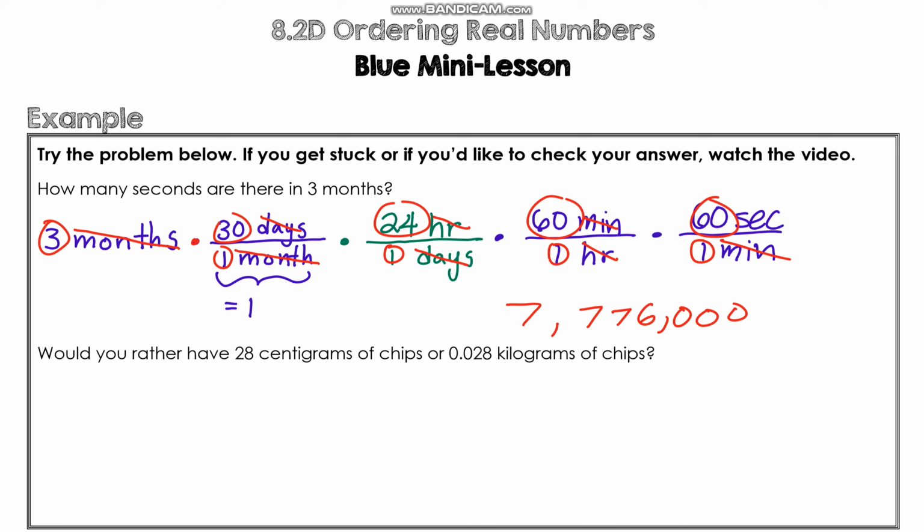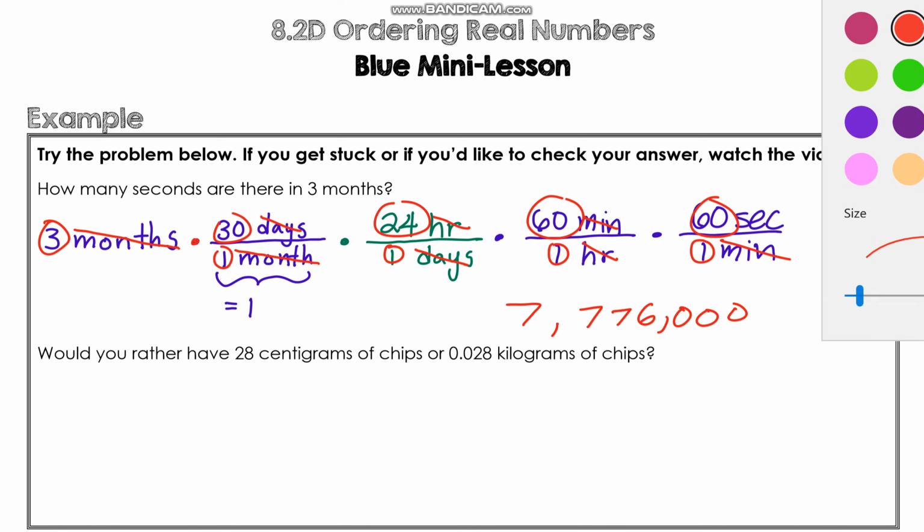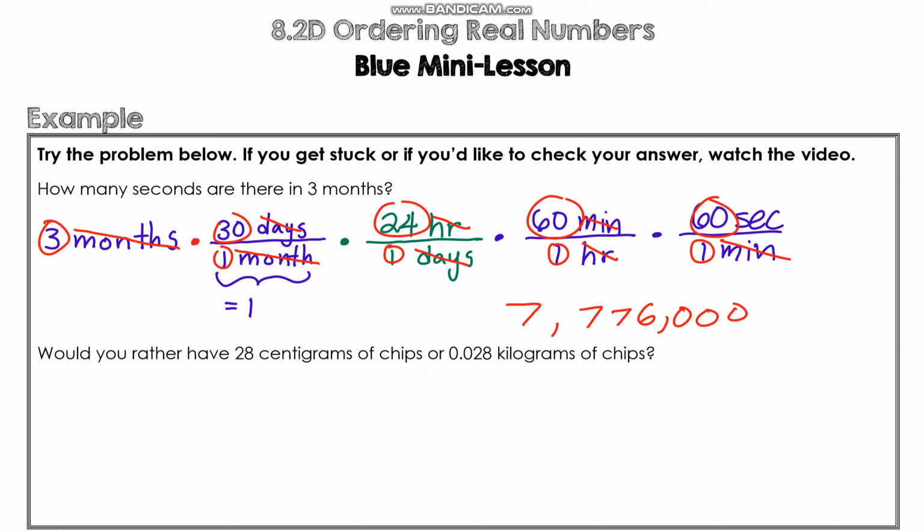This next problem seems different, but it's actually very similar. Would you rather have 28 centigrams of chips, or would you rather have 0.028 kilograms of chips? This might be confusing for a couple of reasons. One, we're not used to thinking about centigrams and kilograms. We're used to thinking about ounces and pounds and stuff like that. So the metric system can be confusing if you're not used to it, but the whole world uses the metric system, so it would be a good idea to get used to it.